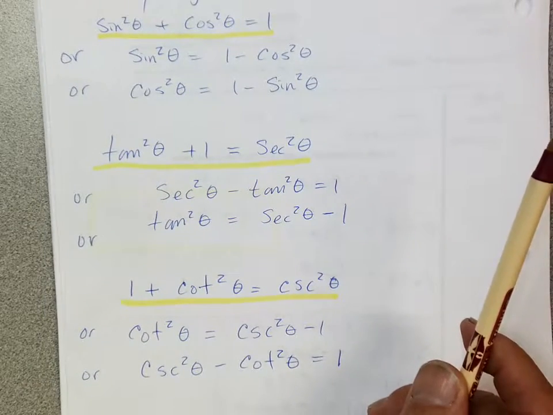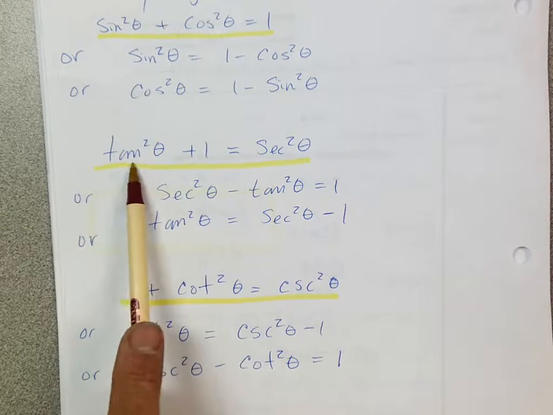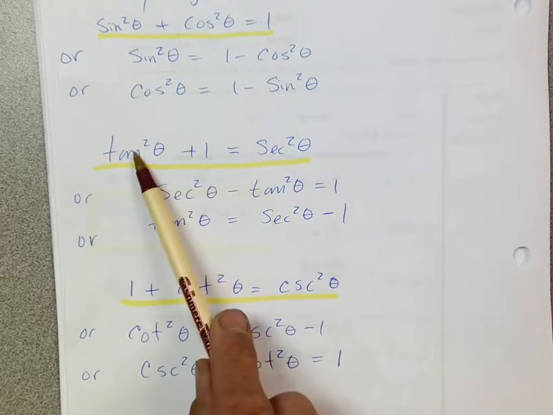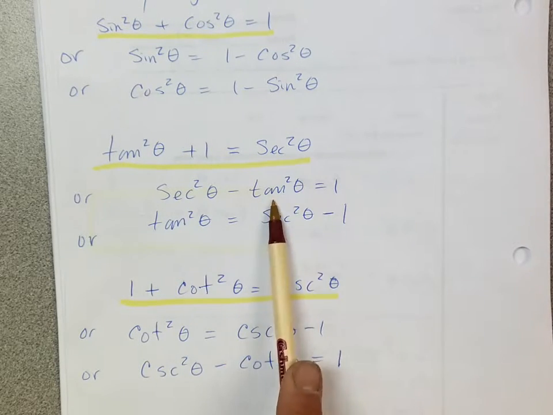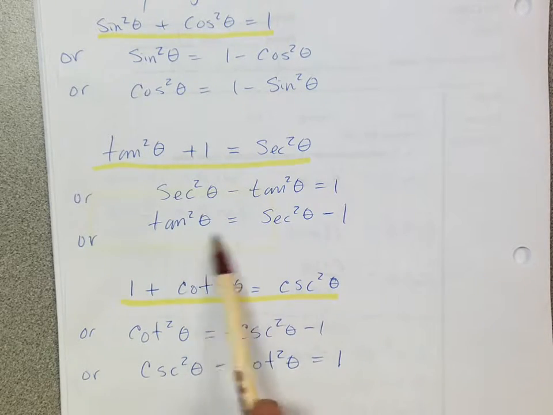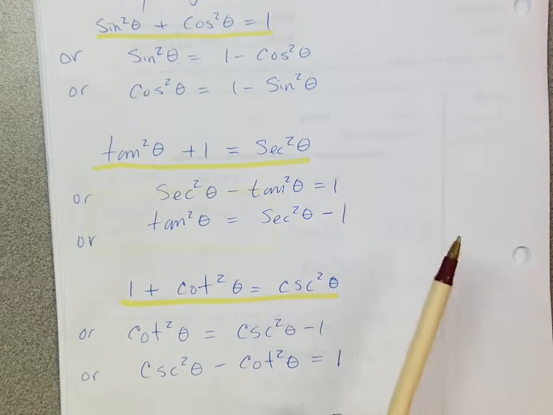Same thing with tangent. You have your identity tangent squared plus 1 equals secant squared, and that's right above me also, but up in blue. Another variation of that is if you were to bring the tangent over, you'd have secant squared minus tangent squared equals 1. Or another variation, if you were to bring the 1 over, you'd have tangent squared is equal to secant squared minus 1. Okay?